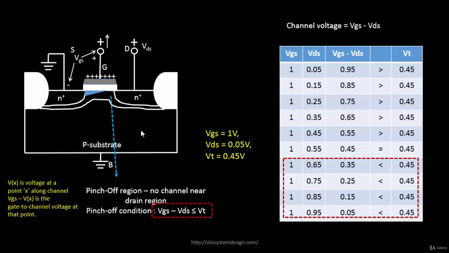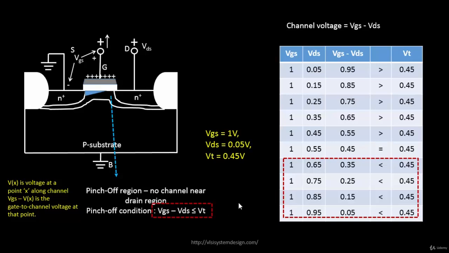But before that, the phenomenon that we just saw is a very important physics phenomenon: your channel begins to disappear at a channel voltage which is less than or equal to VT. This is a very important condition. In the previous videos also, we came up with equations saying that something should be greater than or equal to VT for current to flow. In this case, the very important model is that VGS minus VDS should be less than or equal to VT for the pinch-off condition to happen.